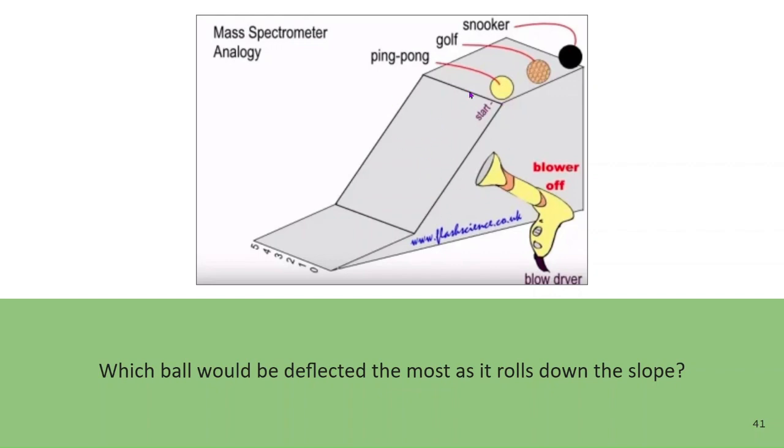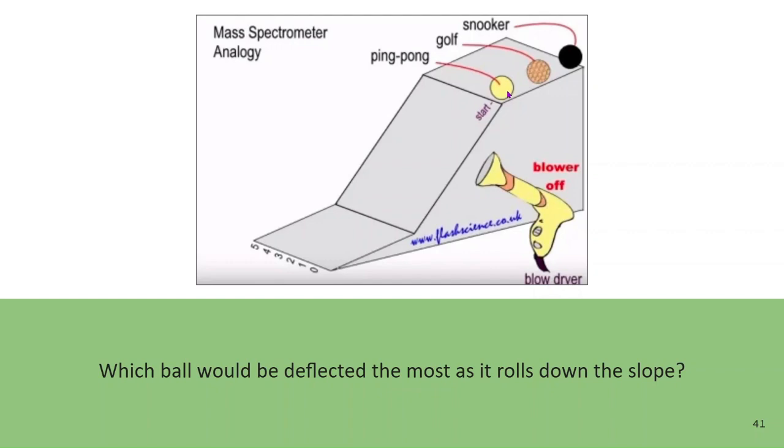These balls, if the blower wasn't on, would just go straight down and hit the 0 point. But when this blower is turned on, each of them will move, right, in this direction. And the question is, which ball will be deflected the most? I don't actually know what this is, but we're going to say this has the most mass. So this would have the most mass, this would have the least mass. So take a second to think about that and write down your answer.